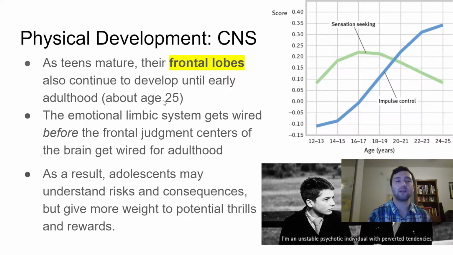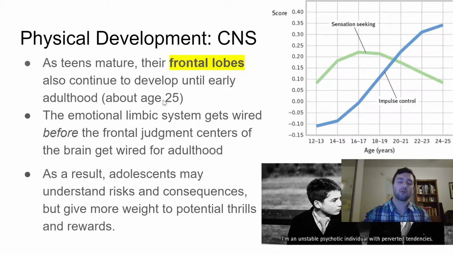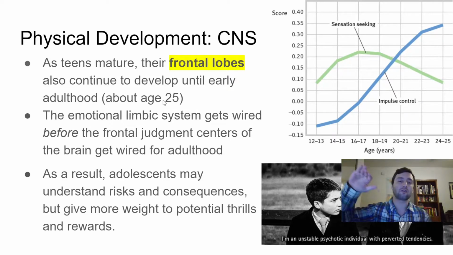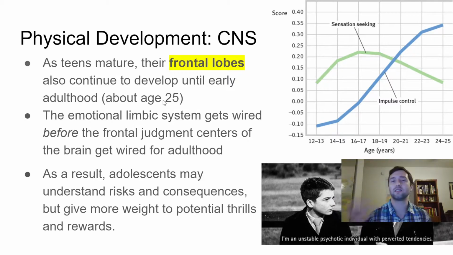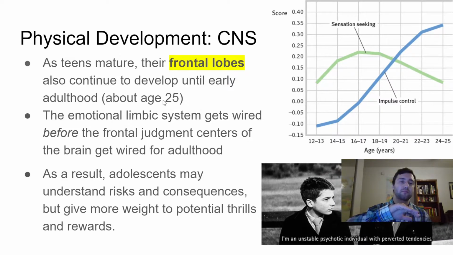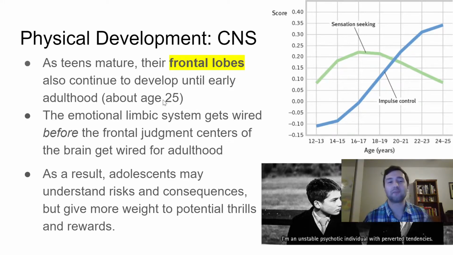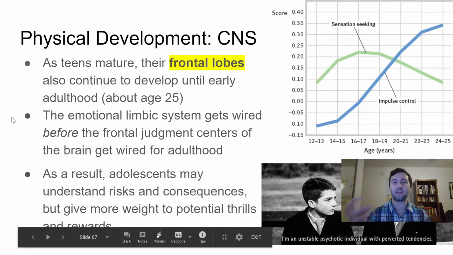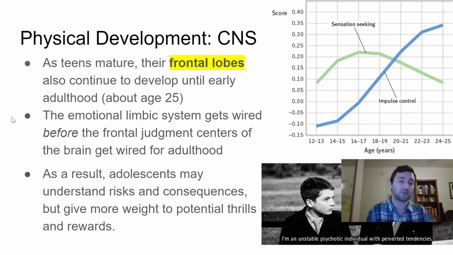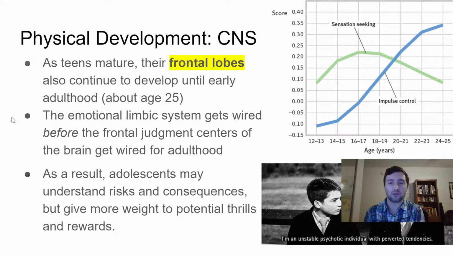So in adolescence, as teens go through puberty, our limbic system is getting fully wired. It's becoming more and more capable, and it's the emotional part of our brain. But our frontal lobe is basically not there yet. It's catching up. As a result of this brain chemistry and development, we see that adolescents can understand risks and consequences, but will give more weight to the potential thrills and rewards.